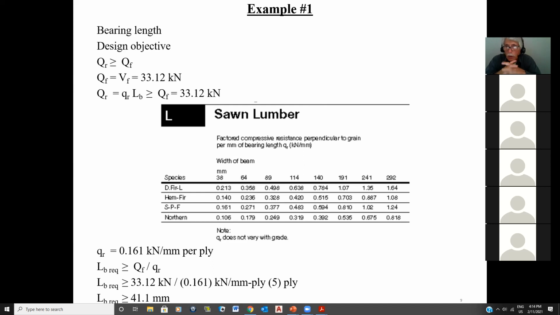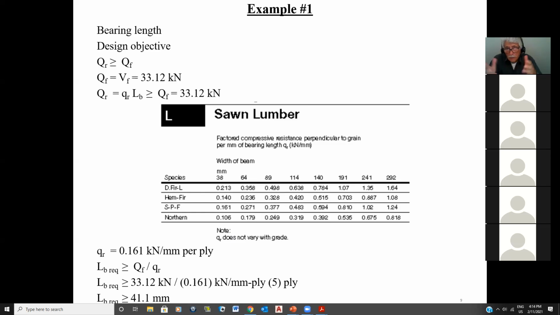All right, thank you. So when we were doing bearing last week, I pulled out this table. This is where you get the small QR value depending on the species and depending on the width of the beam. If you're asking me where I actually got this table, I got this out of the handbook. But where did we see this table before? Last week when we were talking about bearing, we saw this table already once.